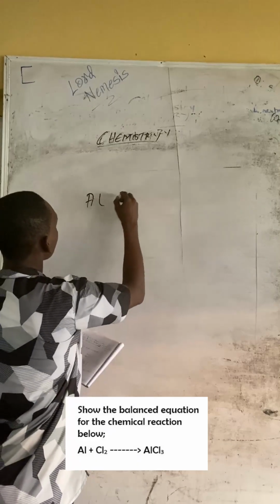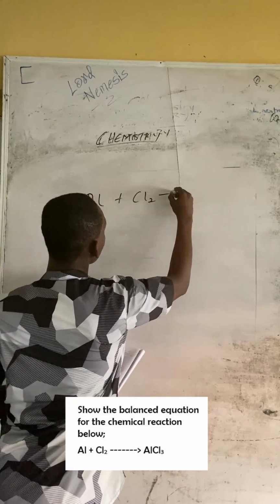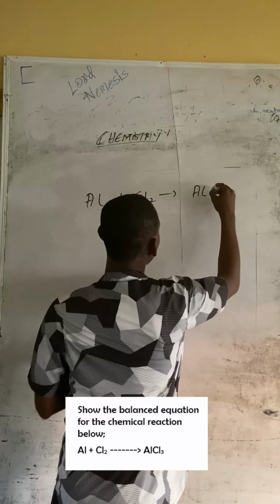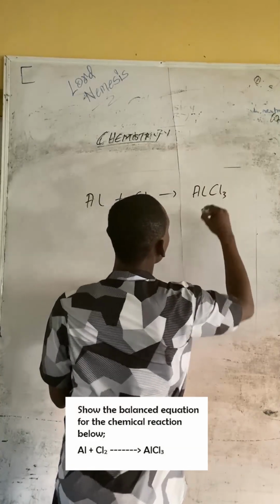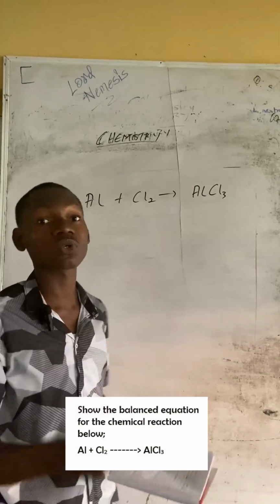Reaction between aluminium plus chlorine gas. We know it gives us aluminium chloride. How to balance the equation? I will just solve for only this.